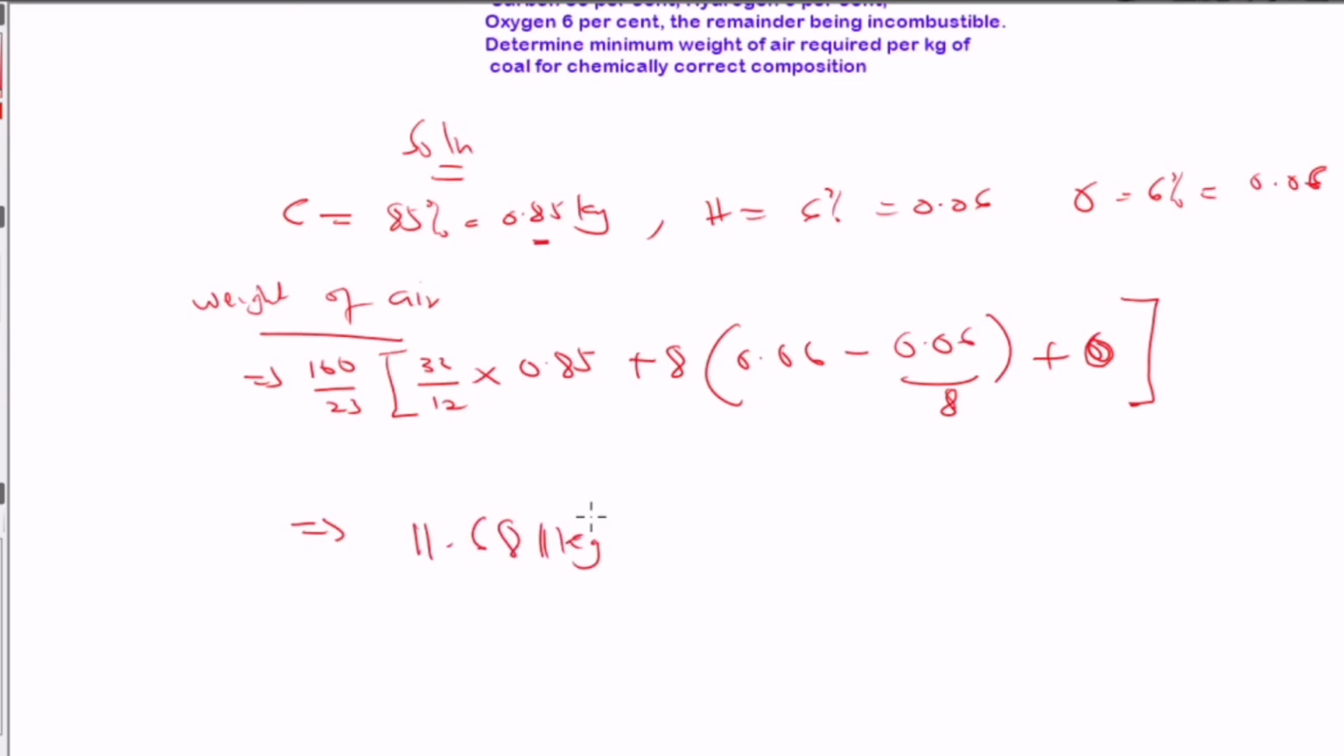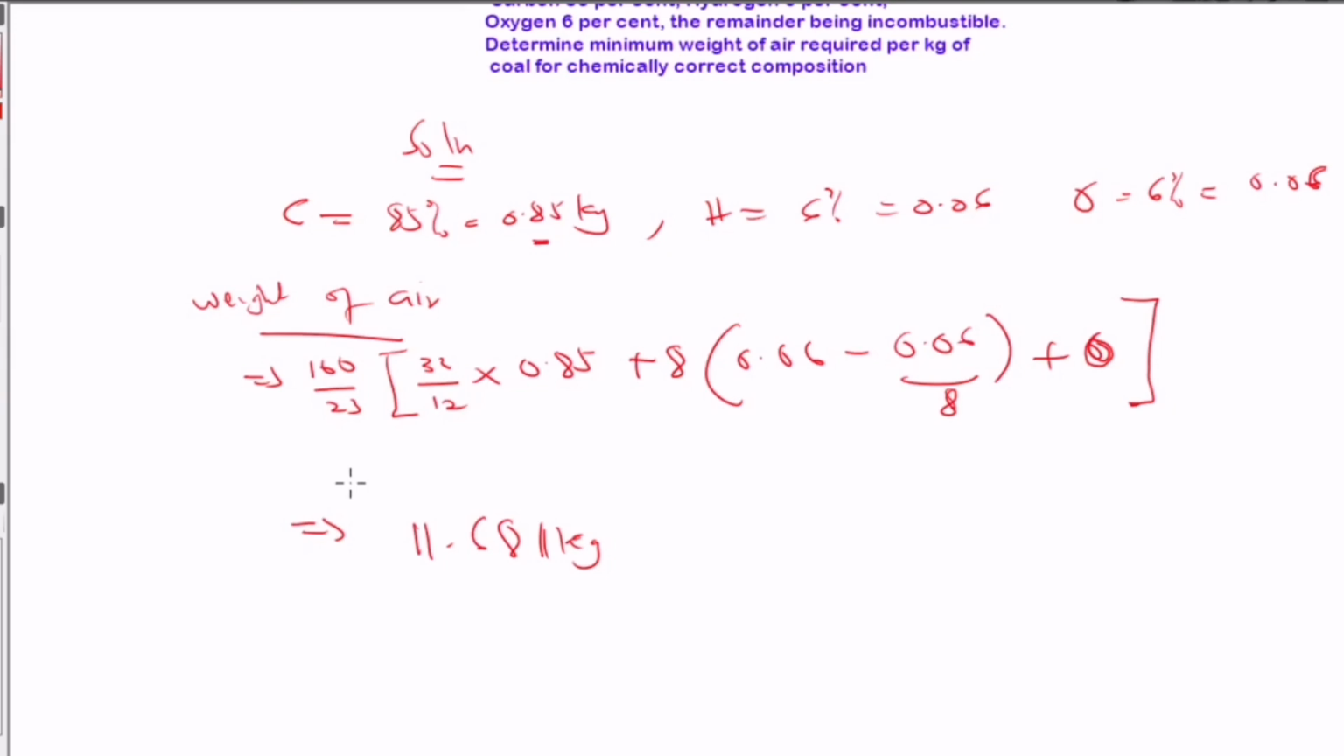Let's see it to be 100 over 23, bracket open, then you bring a bracket, 32 over 12 times 0.85, then plus 8 bracket open, 0.06 minus 0.06 all over 8, then close the bracket, plus 0. We are going to get 11.6812 kilogram. Very simple as that.